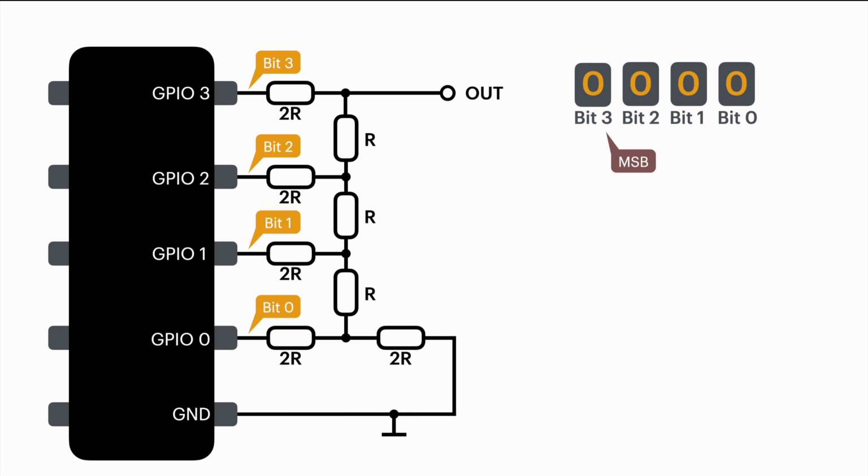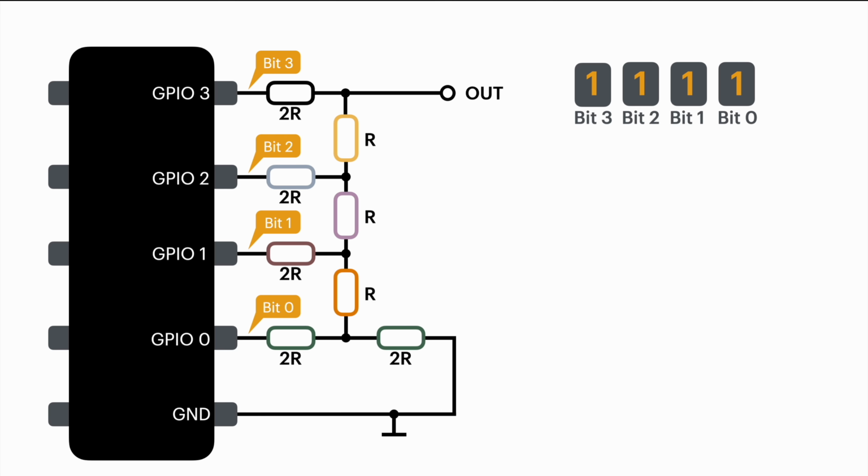The most significant bit, the MSB, would be on the left hand side or in the circuit on the top. So GPIO 3 is the most significant bit, so the bit with the highest value, and the least significant bit is adequately on the bottom at GPIO 0.